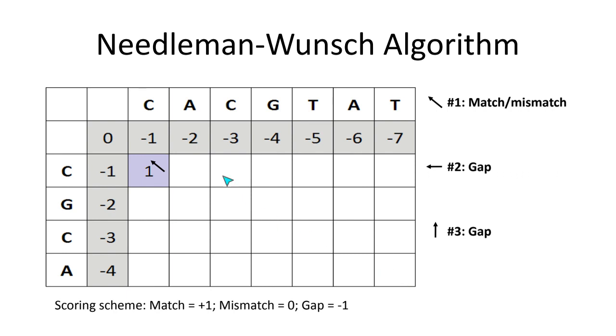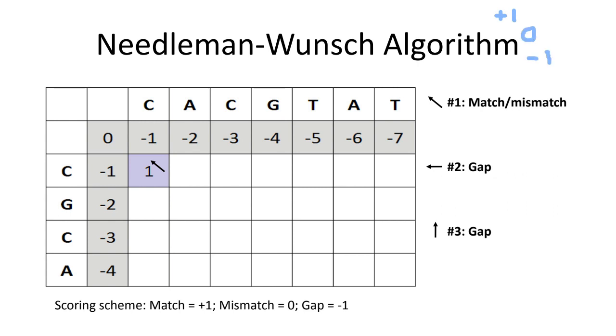The next one up going by the anti-diagonal system would be this one here. So that row, that column. Remember, our scoring scheme is +1 for a match, 0 for a mismatch, and -1 for a gap.